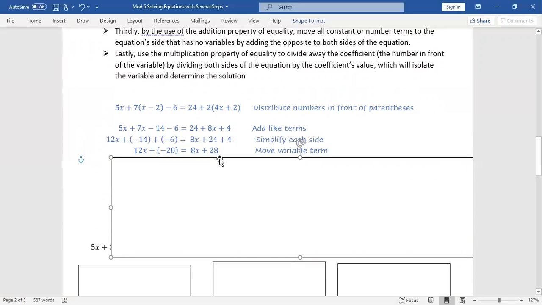If I want to rearrange my equation so that my constant terms are next to each other, I can do that. I'm using the commutative property. The order changes, but they're all being added, so that's acceptable.